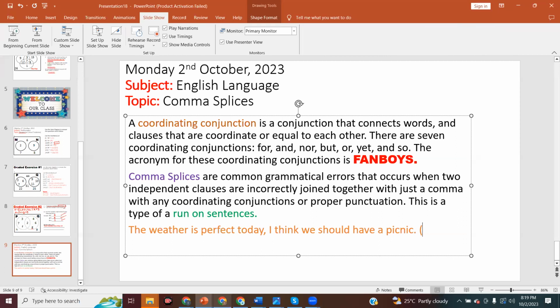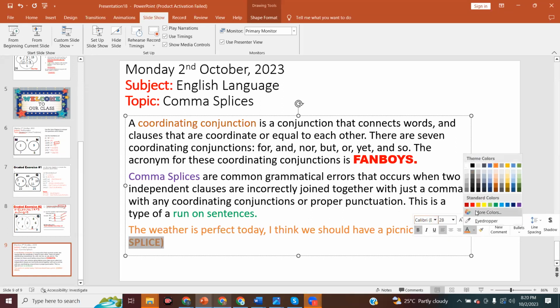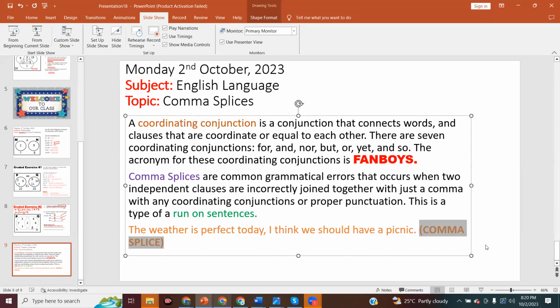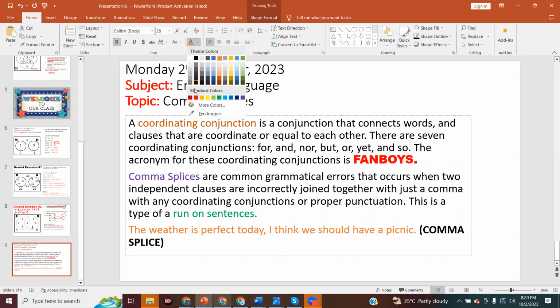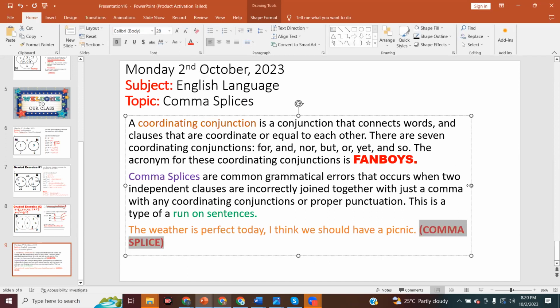So this is a run-on sentence. This is incorrect. We call this a comma splice. And that's exactly why some of you are failing English right now. This is not a sentence. How? It's a run-on sentence. Can I say I think it's a run-on sentence? Yes, explain why it's a run-on sentence.